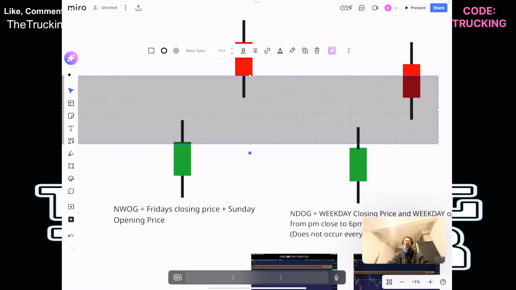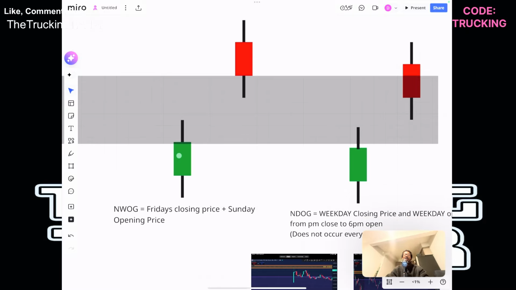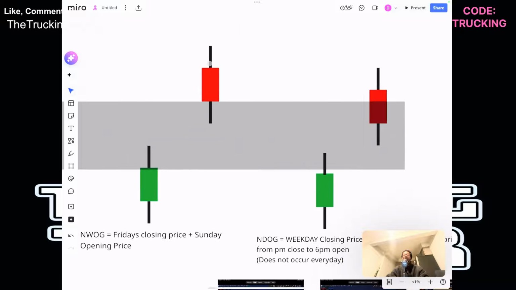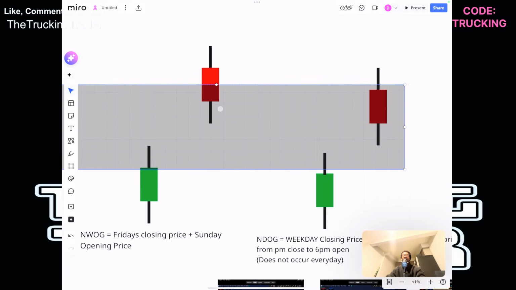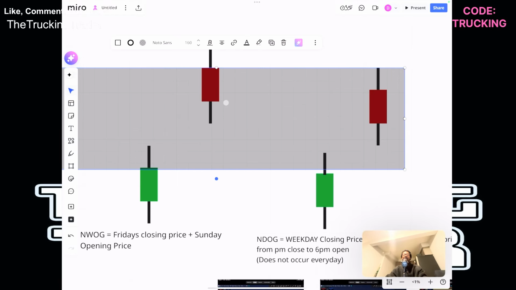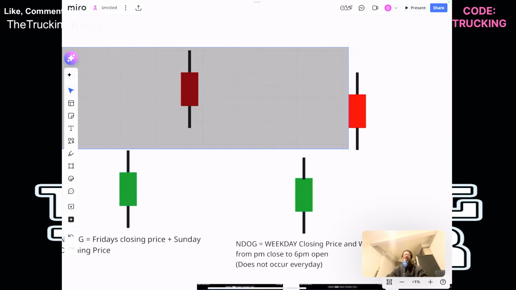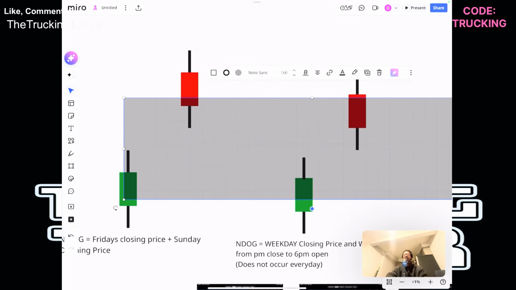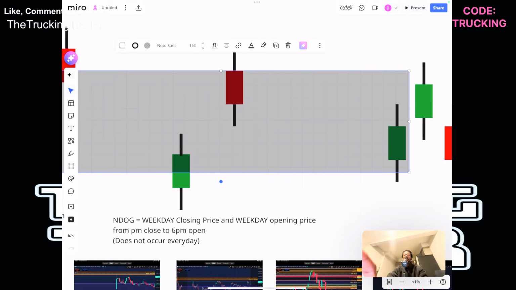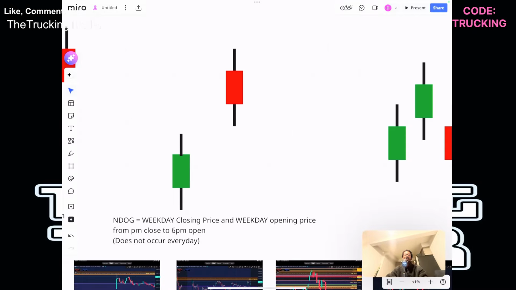So for example, if our new week opening gap gapped up, we will use the closing price. If this is a green candle, the closing price is going to be the top of this body. And then we will use the opening price. This will have to go a little bit higher because if this is a red candle, then the candle will open up here and close down here. So that is how we will box a new week opening gap. And the same thing for the new day opening gap that I have over here for you. Just a few things that you must be aware of.